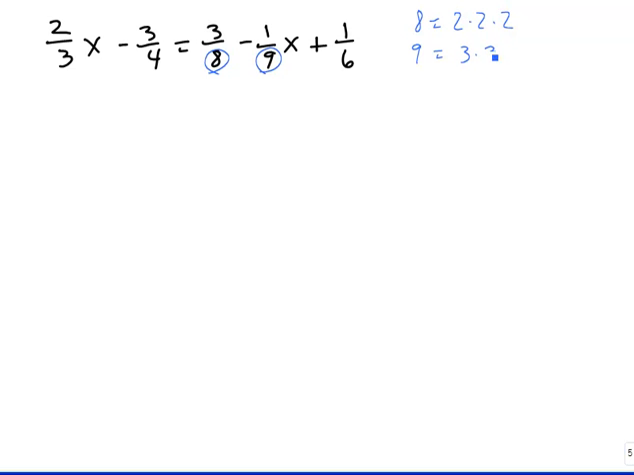There's no overlap in those factors. So the only way to get a common denominator for 8 and 9 is to multiply the 8 times the 9. So my least common denominator would be 8 times 9, or 72.